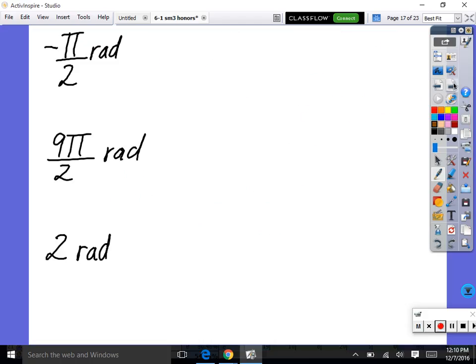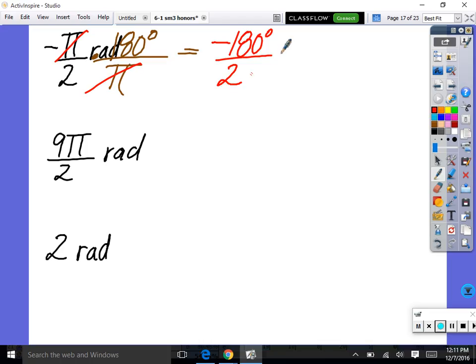All right, awesome. Okay, so let's convert these radians back to degrees. Here we go. So we have negative pi halves radians. We need our radians to cancel out, so we're going to multiply by 180 degrees over pi. Our pi's are going to divide out. Mathematically, those divide out to be 1. So we have negative 180 divided by 2, right? Negative 90 degrees. So if we're at negative pi halves, we're really at negative 90 degrees. Does that make sense, everybody?